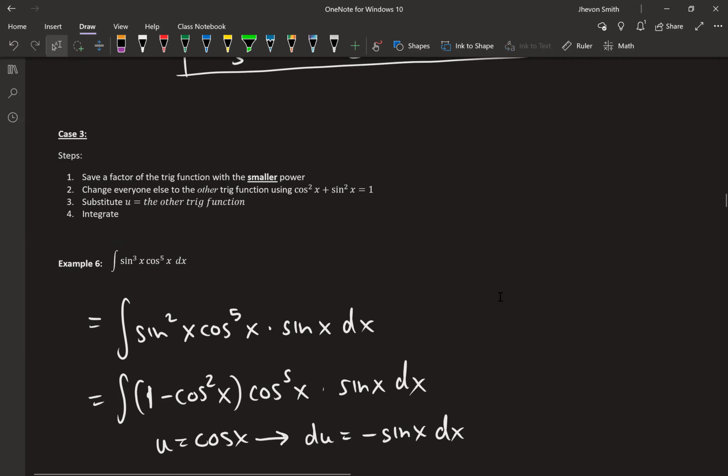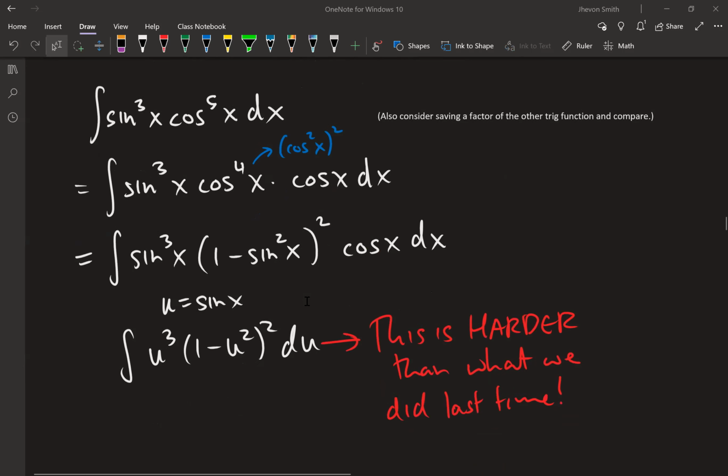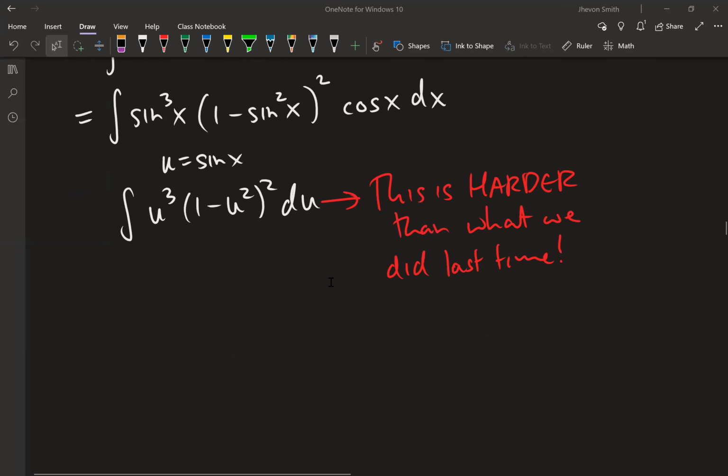You might say, do I have to save the smaller power? The answer is no. But if you save the larger power, just understand that algebraically speaking, you're going to have to work harder to get to the answer. And who wants to work harder? We want to work smarter, not harder. So that's what would have happened had we saved a factor of the larger power. We could finish this, but we won't.